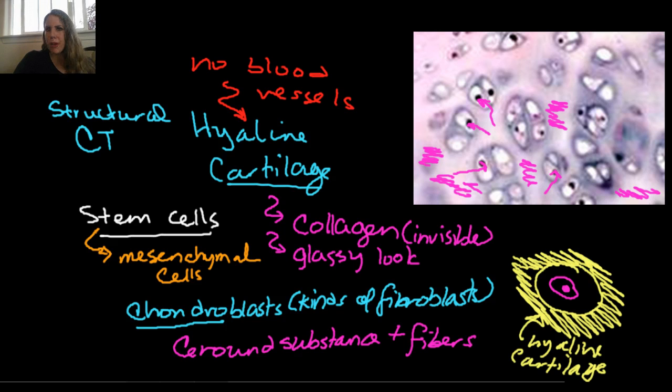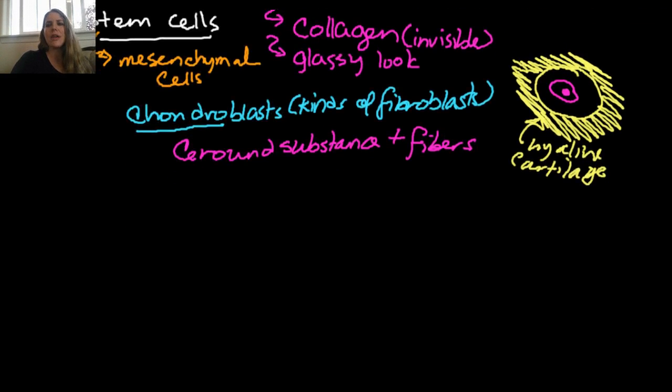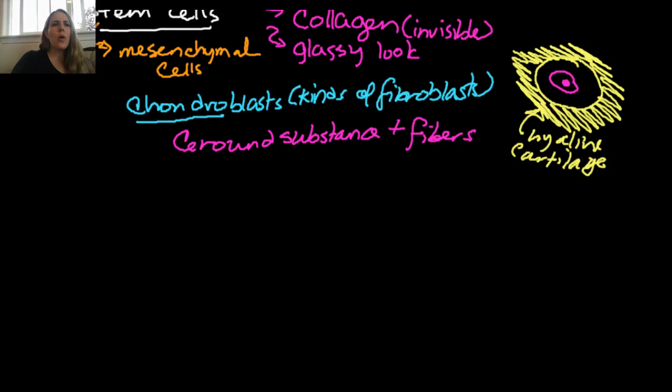So if there's no blood vessels and these chondroblasts in their spaces are stuck there, how do they get the nutrients to them? Well, I am so glad you asked that question because it's really fascinating. So these guys have no blood vessels. So let's go down here and take a look at exactly what happens with these guys. Well, let's change the color to orange. It's all about this ground substance here.